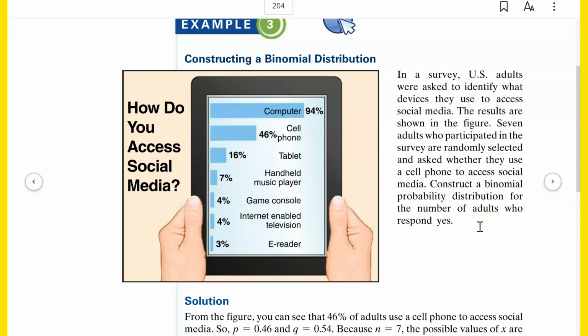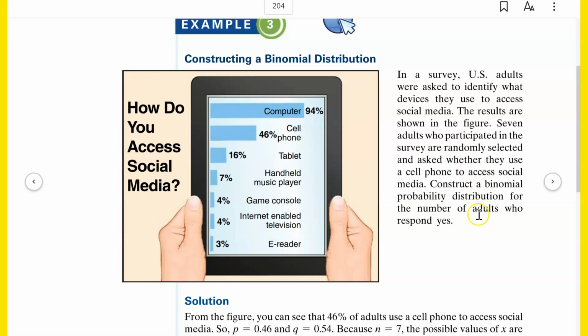Okay, so first of all, what is the success and failure that's being asked about in this problem? Well, it says they are asked whether or not they use a cell phone to access social media. So we're going to define success as them saying yes, I do use a cell phone. So we're going to say using a cell phone is success, and I don't use a cell phone is failure. So what is N? What is the number of trials? Well, it's given right here. 7 adults are surveyed. So 7 is the N. That's the number of trials.